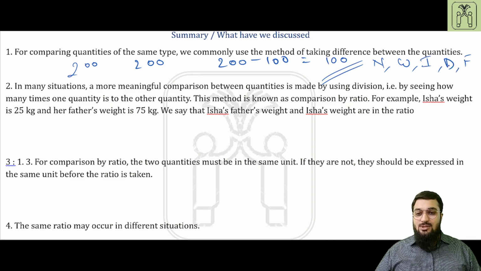In many situations, the more meaningful comparison between quantities is made by using division, that is, by seeing how many times one quantity is to the other quantity. That is what a ratio is.